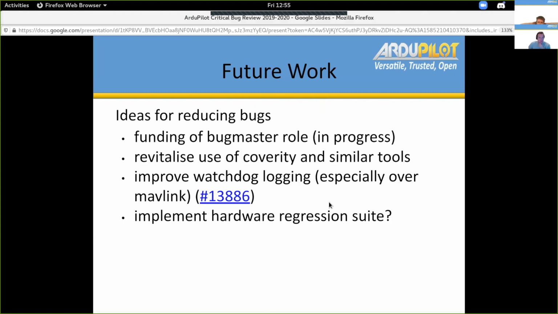Okay, so we've only got about 5 minutes left. We should probably talk about the concept of a hardware regression suite.